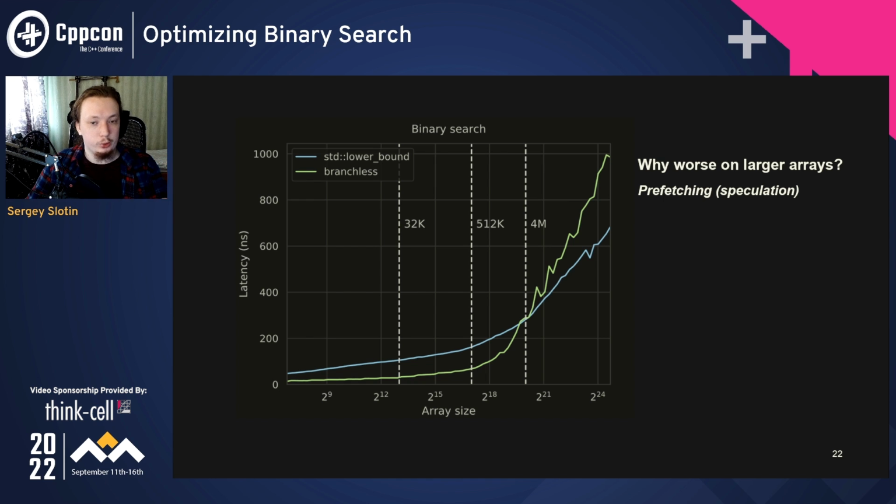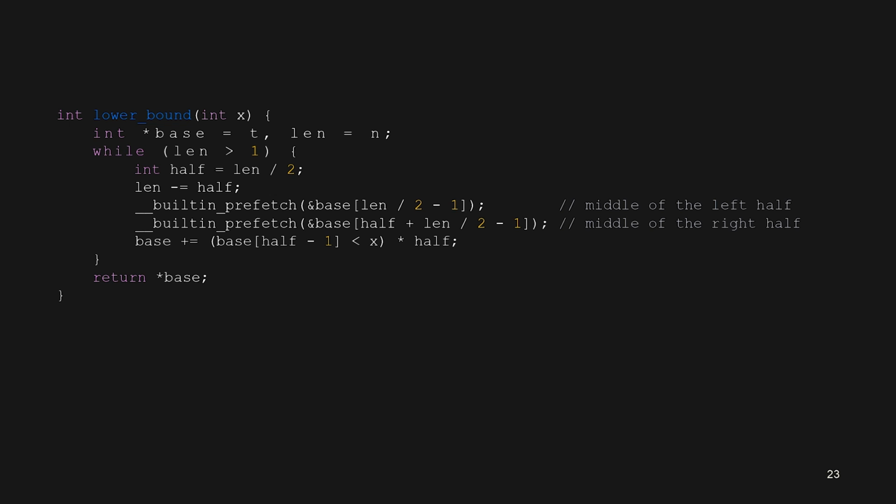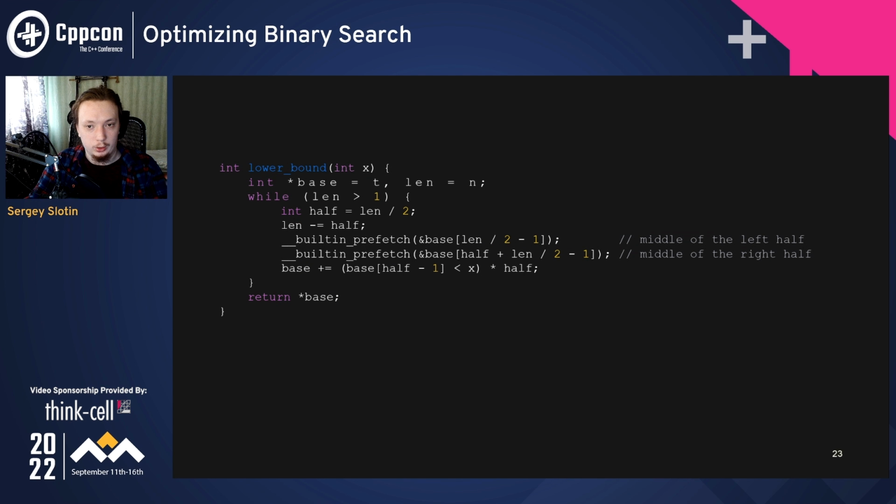So the normal branchy binary search has this free prefetching mechanism. While in the branchless binary search, there are no branches, no speculation, and hence no prefetching. So to even the playing field, we can add explicit prefetching to the branchless binary search. And compilers have a special intrinsic for doing that. In GCC and Clang, there is this built-in prefetch instruction that takes the address of an element to prefetch, and it loads its entire cache line into the L1 cache, so that the next access to it is fast. We can use it to prefetch the elements that we may compare against on the next iteration. That is the middle of the left half and the middle of the right half.